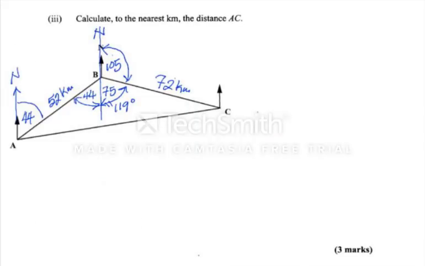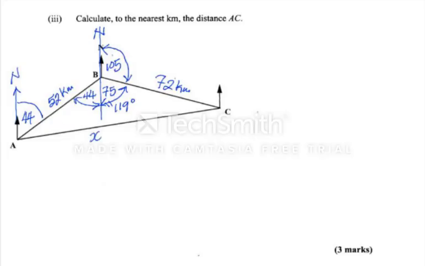All right. So the next thing we're asked to do is to calculate, to the nearest kilometer, the distance AC. So let's call this distance X. If you look carefully, you can see that ABC is a non-right angle triangle, and I know the length of two sides. AB is 52 kilometers, BC is 72 kilometers, and the inclusive angle between those two sides, angle ABC, is 119 degrees.